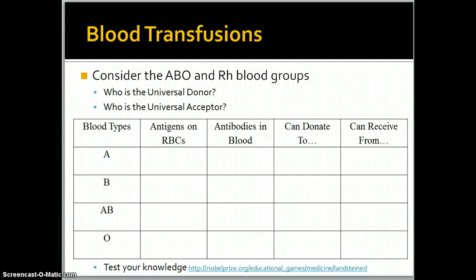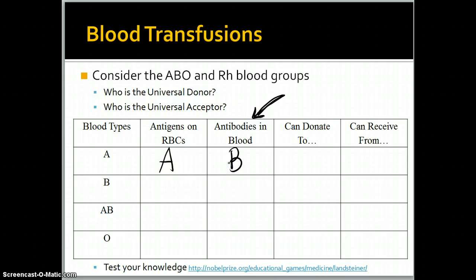Okay. So what you need to do is try to fill out this table. How you're going to do this, I'm going to do an example for A, and I'm going to let you try to do the rest yourself. So for individuals that have type A, they are going to have A antigens on their red blood cells. I added this column, so you might want to add this column onto your table as well. It'll be helpful to you. Individuals with type A blood will have B antibodies because B is foreign.